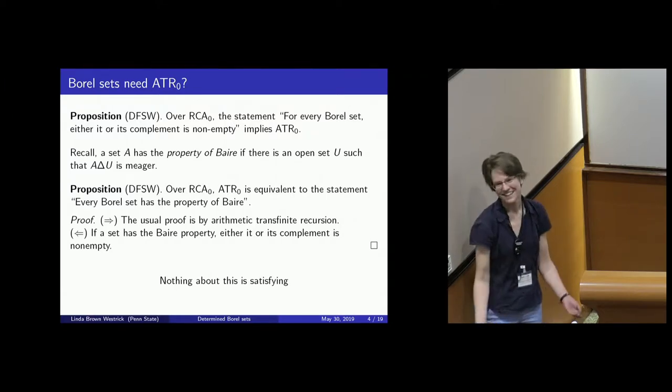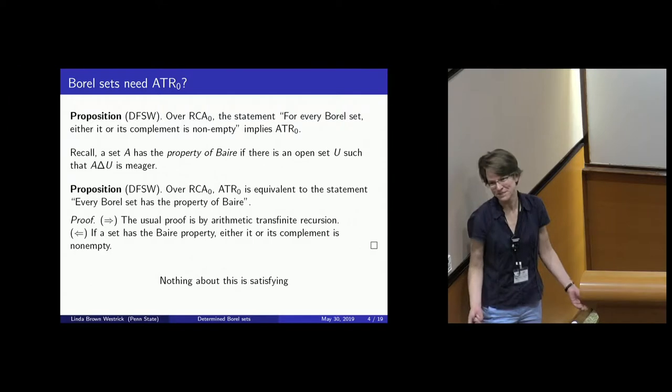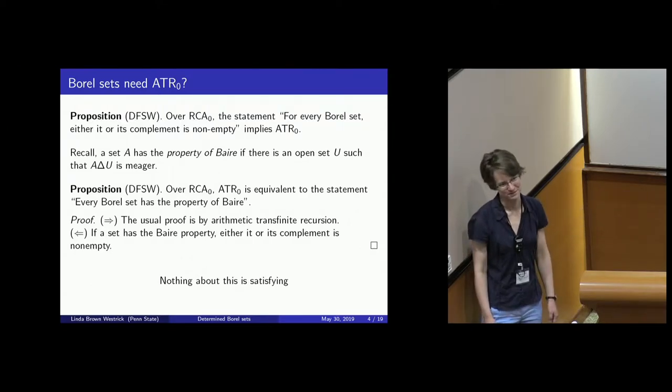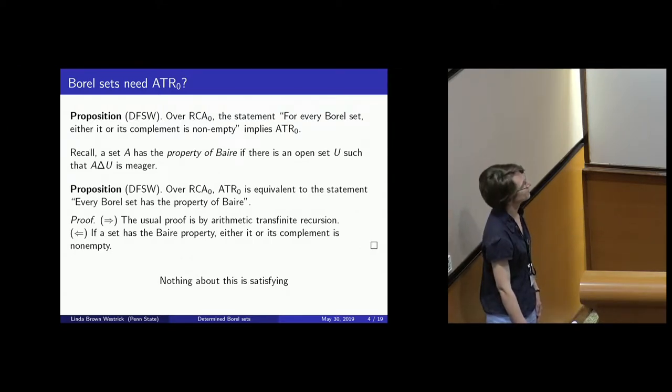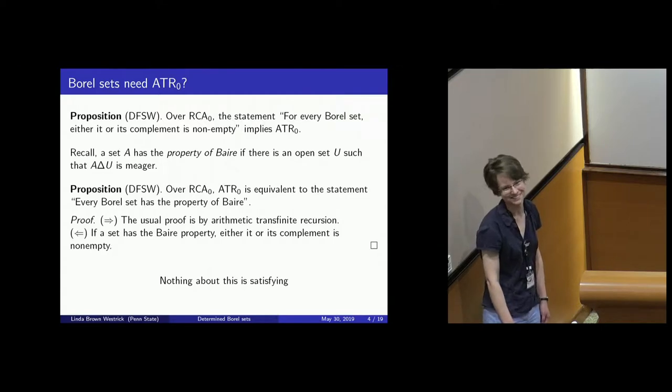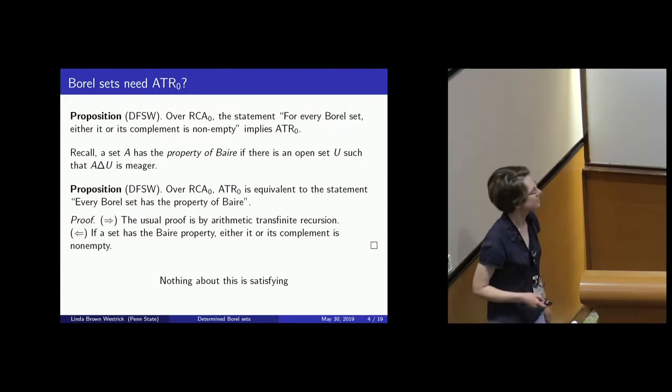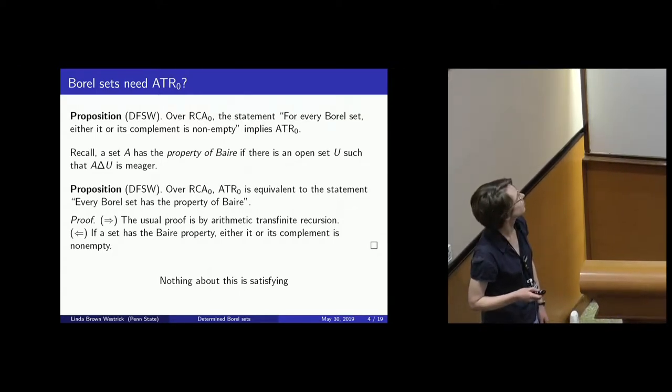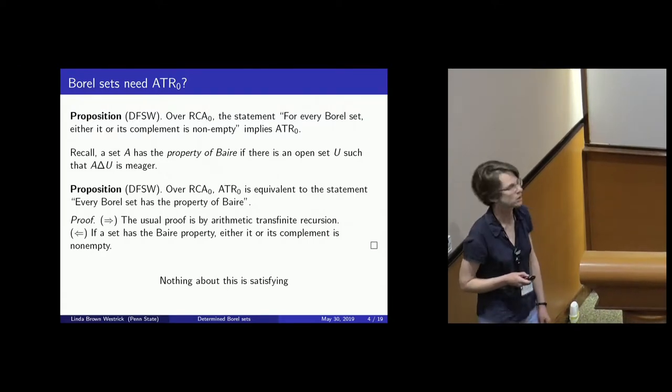Okay, so we can't study in reverse math the statement, every Borel set has the property of Baire. Just can't be studied, can't learn anything about the property of Baire based on this. Or can we? Okay, so that's what I want to talk more about today, the or can we part.